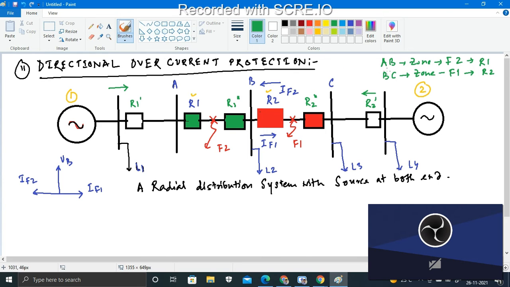This particular zone, that means here is AB zone, and here is BC zone. Okay, so only this loop or mesh zone of protection we need to check. Okay, that means this particular mesh zone only.